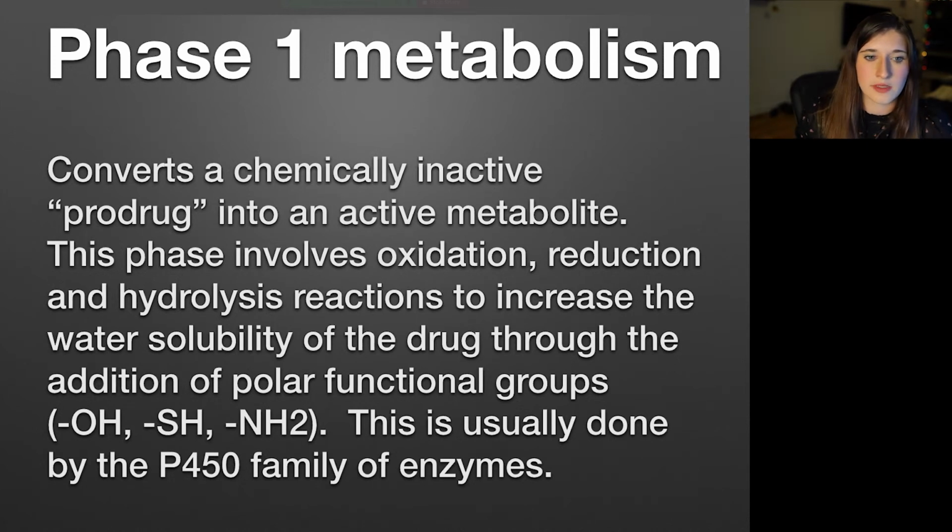Phase one metabolism converts, like I just said, the chemically inactive prodrug into an active metabolite. This phase involves oxidation, reduction, and hydrolysis reactions to increase the water solubility of the drug through the addition of polar functional groups, such as OH groups, SH groups, and NH2 groups. This is usually done by the family of P450 enzymes. Again, we're going to talk about that a little bit later.